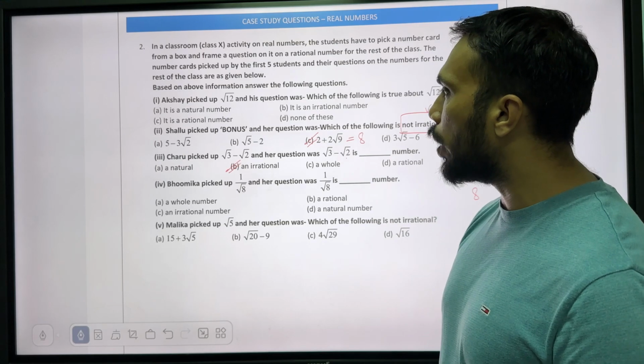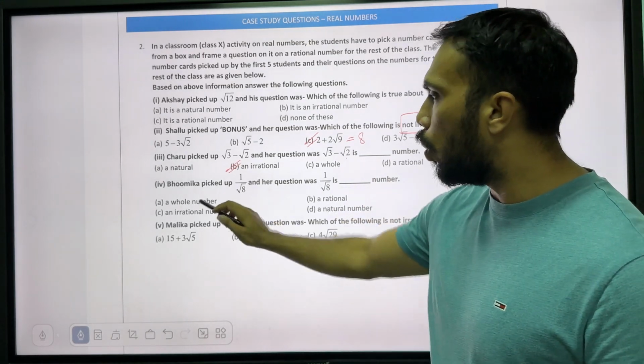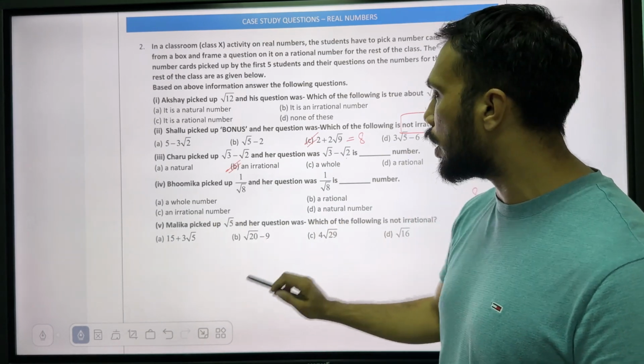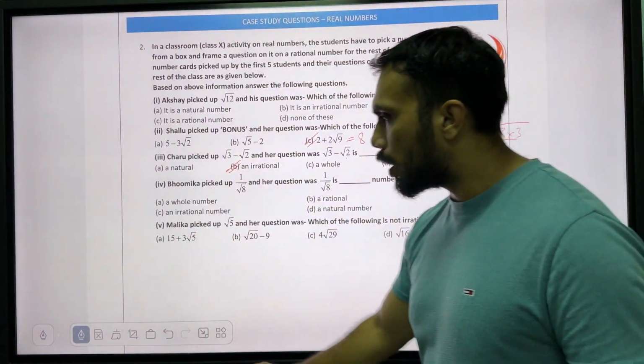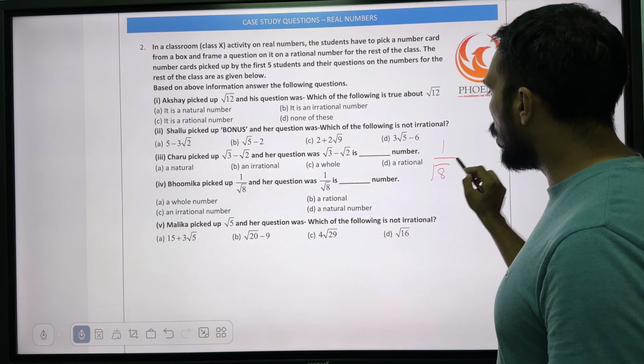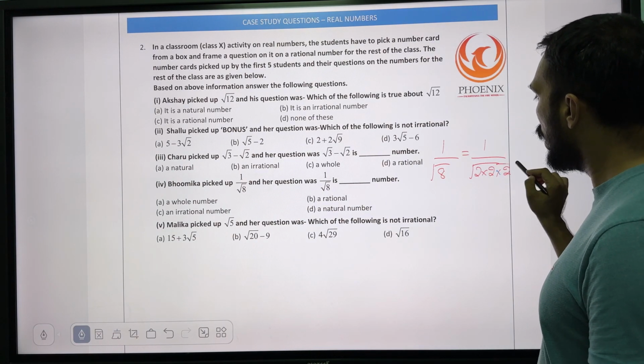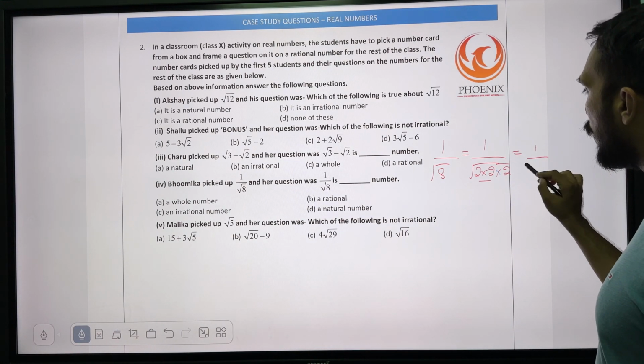Bhumika picked up 1 by root 8 and her question was, 1 by root 8 is dash number. Okay, whether it is a whole number or a rational number or an irrational number or a natural number. So let's understand this part. How can I simplify 1 by root of 8? 1 by root of 8 is nothing but 1 by 2 times 2 times 2. And if I pick out the pair, this is going to be 1 by 2 root 2.